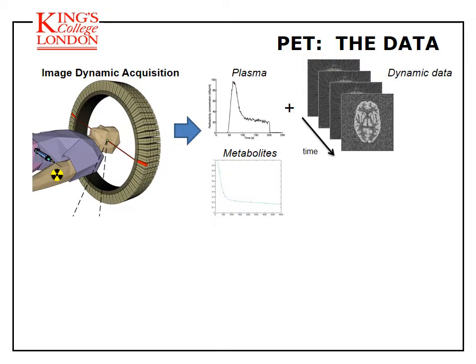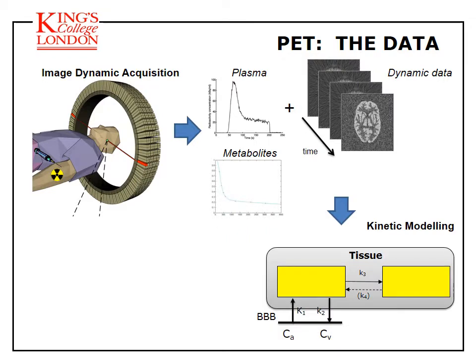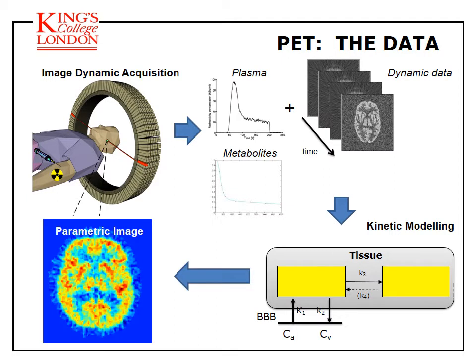Once the plasma and the imaging data are ready, they are used in a mathematical model that mimics the compartments that we have seen before, and through this model we can calculate the rates we were looking for. These calculations can be done for brain regions or can also be done at the level of the pixel. In this case, the output of the whole procedure will be what we call a parametric image, an image where each voxel contains the value of the physiological parameter for that location, as you can see in the bottom left of the slide.